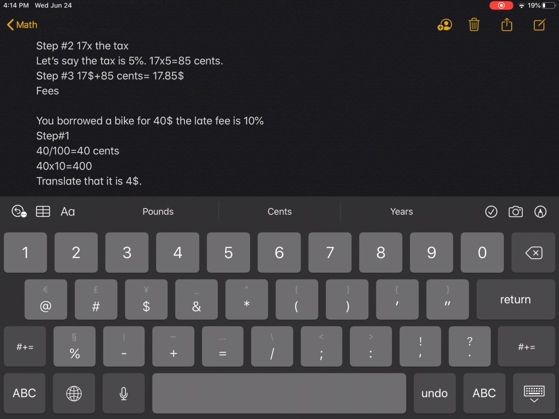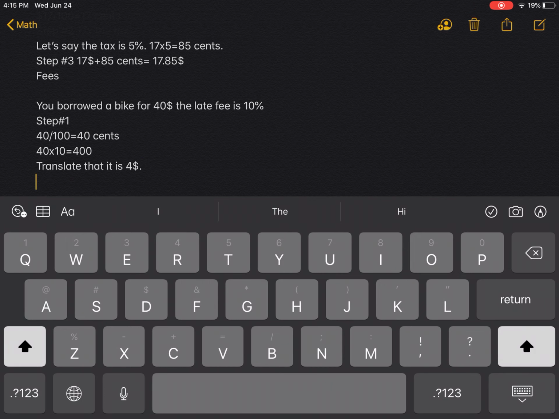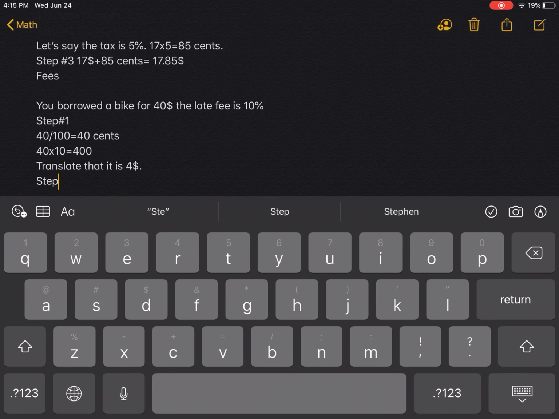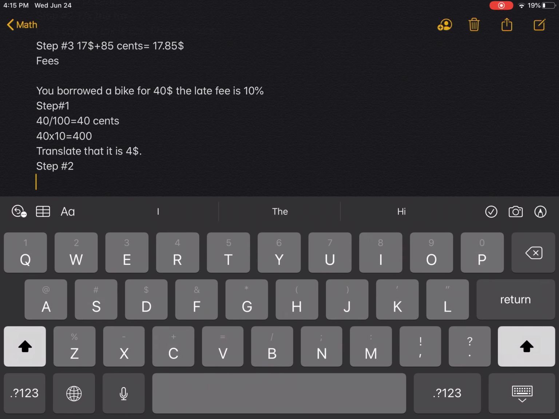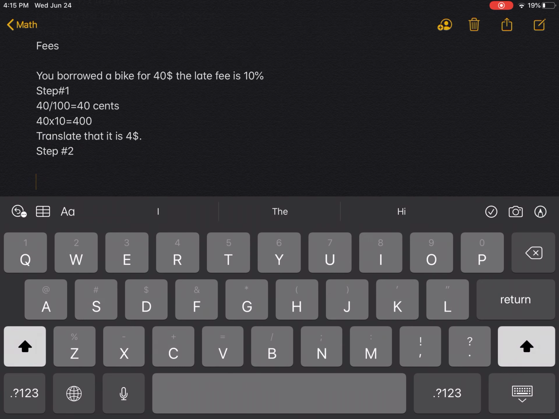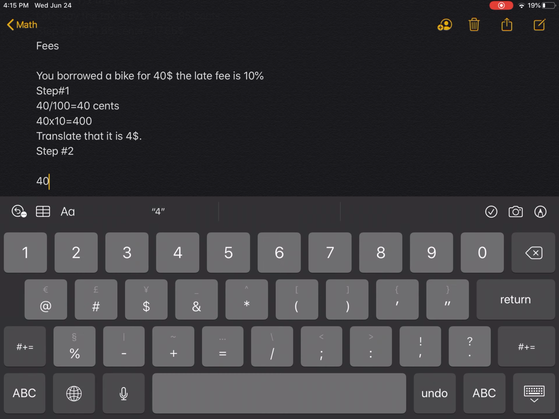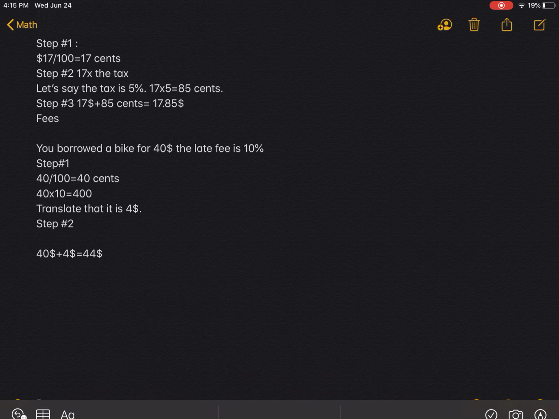So, you translate that to $4. Okay? So, then step number 2. You do $40 plus $4. And that's $44.